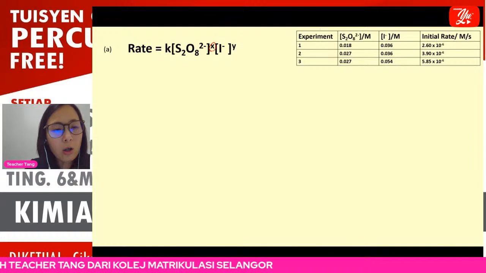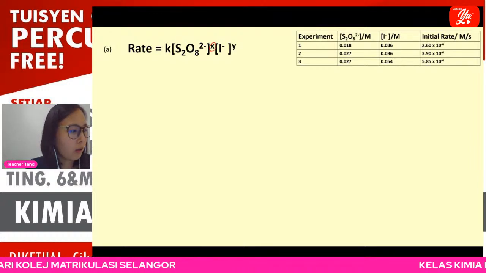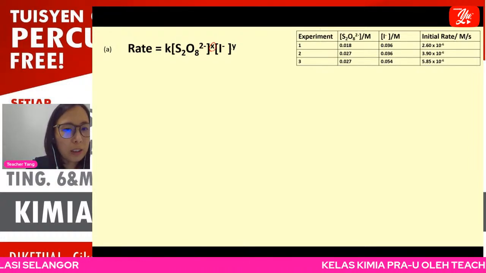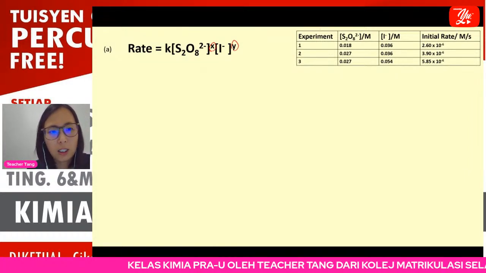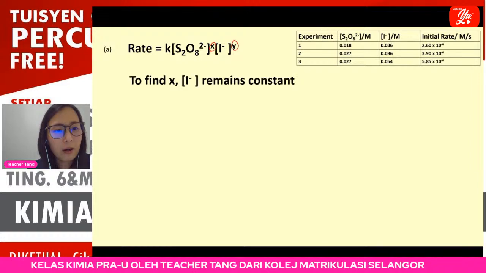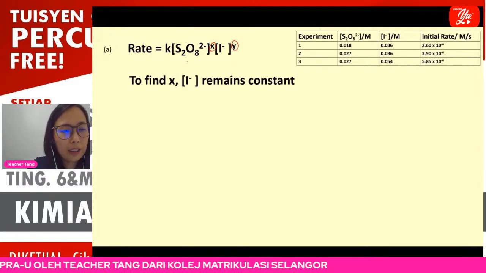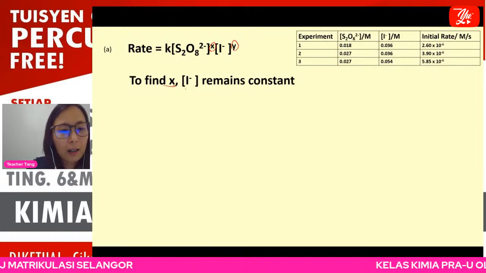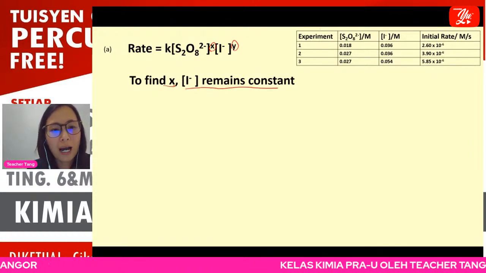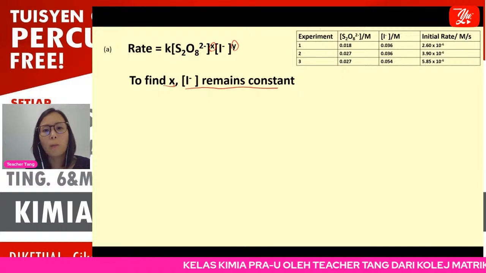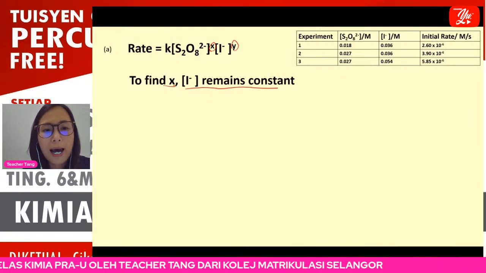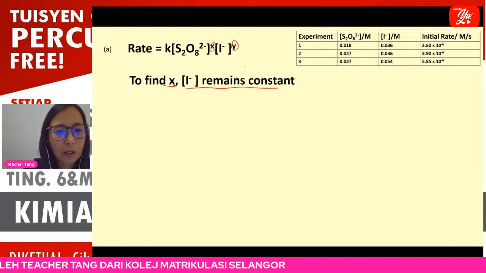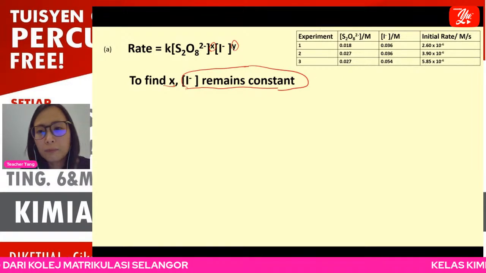And for iodide ion, we also do not know what the order of the reaction is yet, so we assume it's y first. After we write the general rate law or rate equation, then we can find the order with respect to S2O8 2 minus by making the concentrations of iodide ion constant. So based on the experimental data, which of the two sets have the concentrations of iodide ion remaining constant?